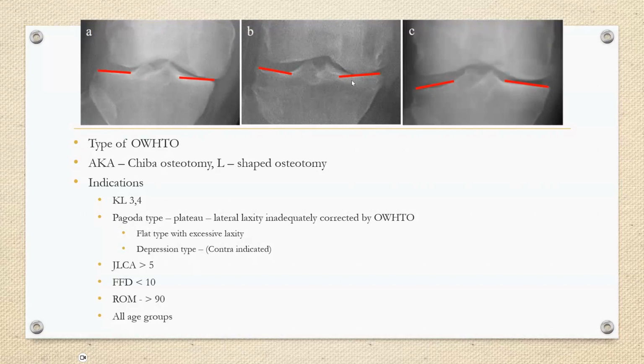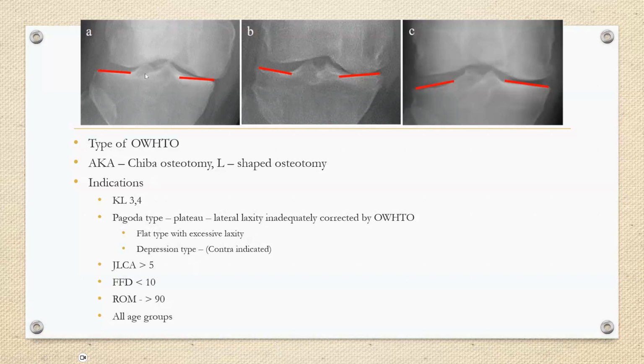So basically, for a TCO to work, there should be adequate room in the lateral compartment for the tibia to accommodate itself on correction. This is definitely not possible in the depressed type, since it will start to hinge if the correction is attempted here. So the depression type is a definite contraindication for TCVO.